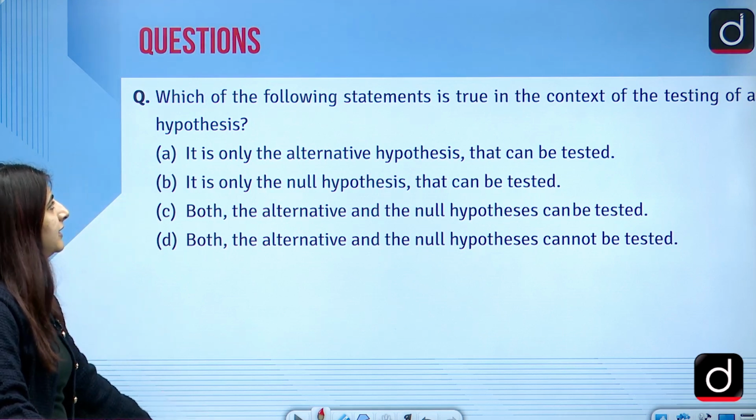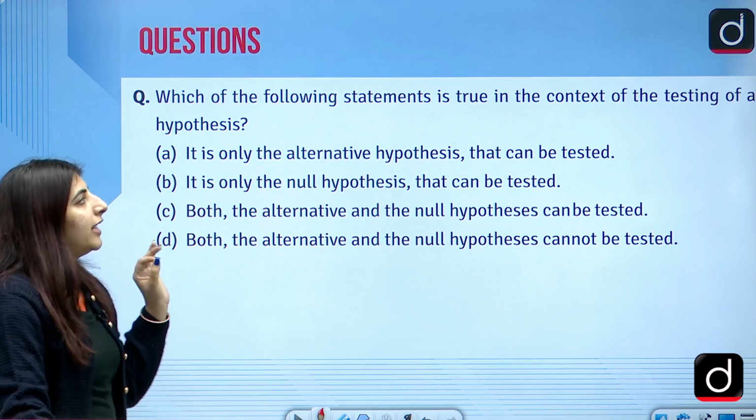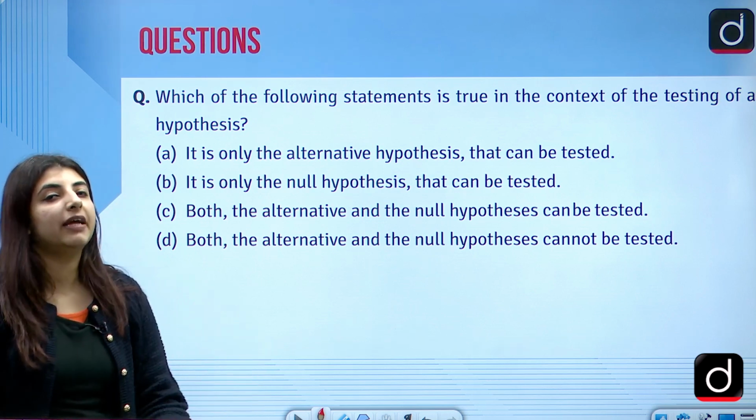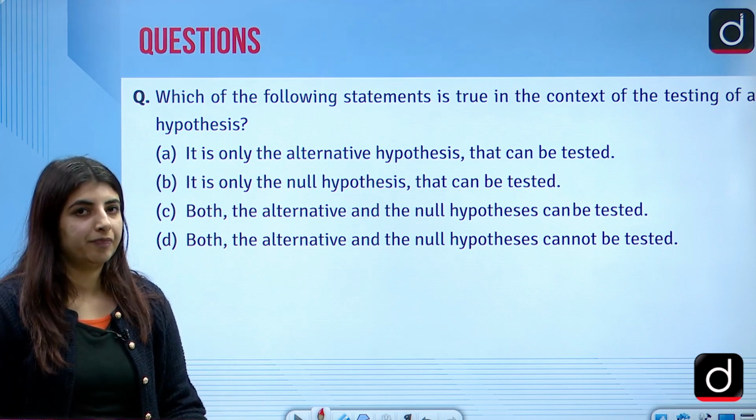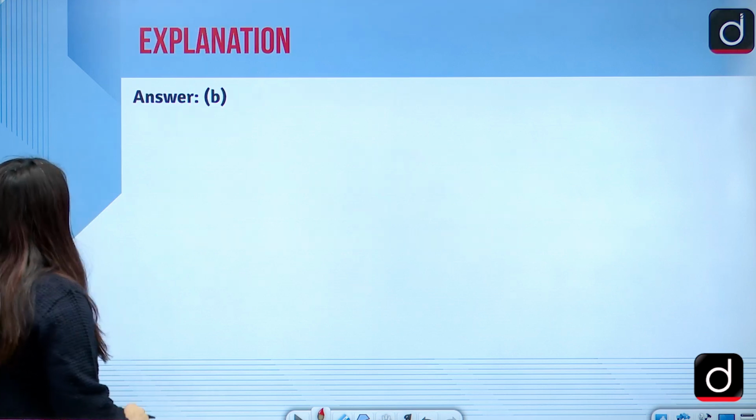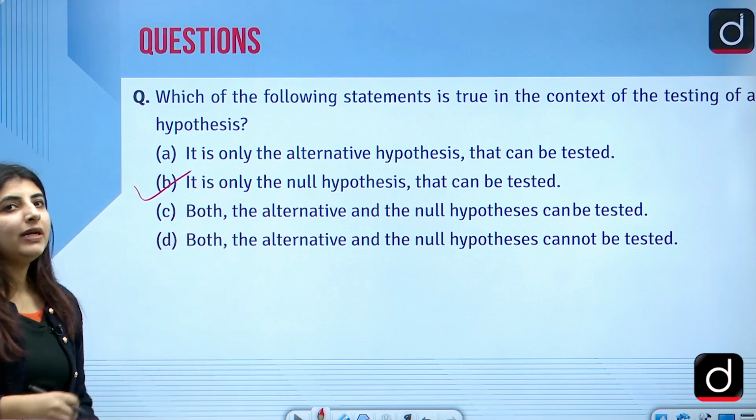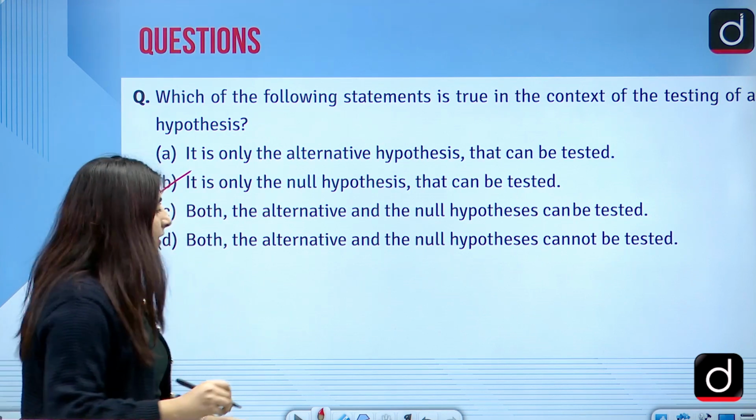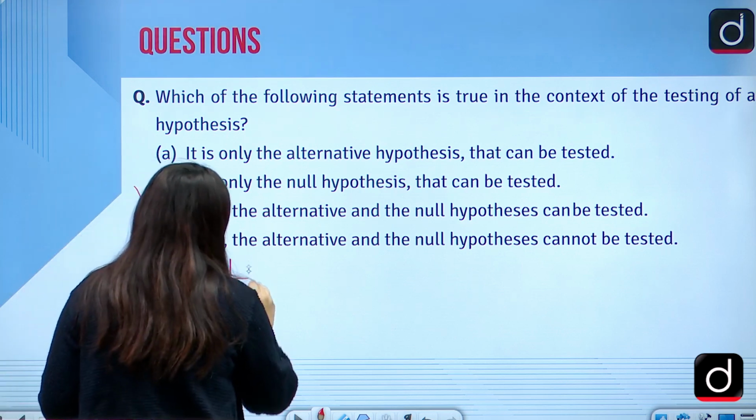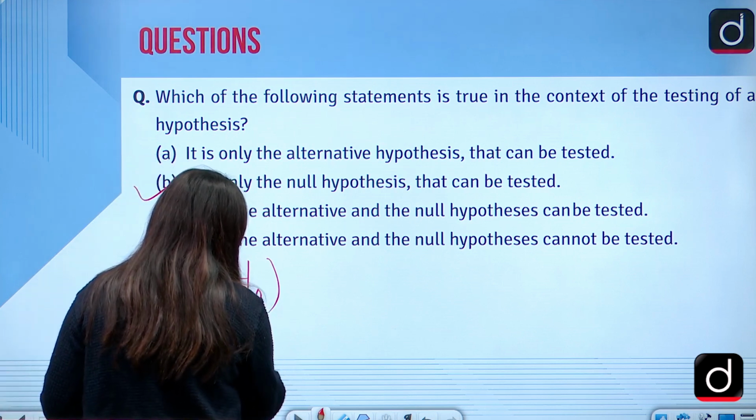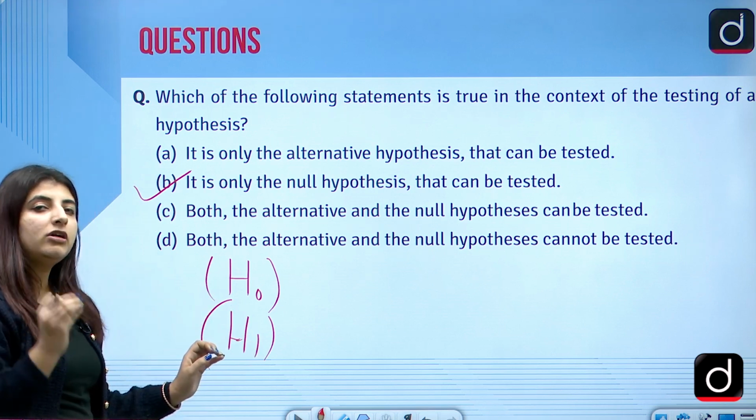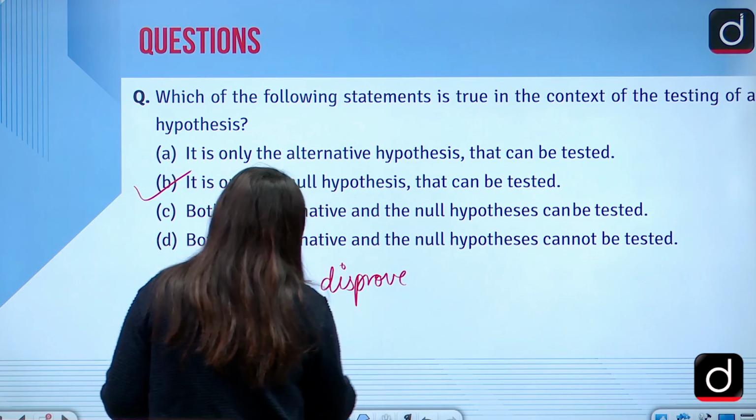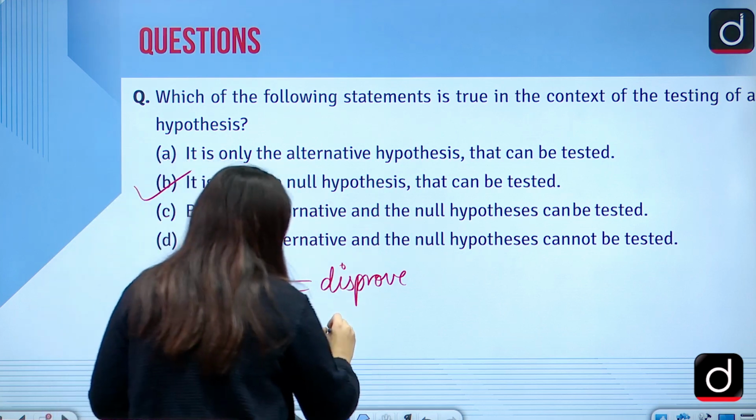The next question that we have here is, which of the following statements is true in the context of testing of a hypothesis? Pause your screens. This is a question which I haven't even explained till yet. So what do you think would be the answer here? The answer here is option B. It is only the null hypothesis that can be tested. Whenever a researcher wants to conduct research, he will provide us with two hypotheses. As I told you, one will be null, the other will be the alternative hypothesis. One that he wants to disprove, and the other which he will accept, which he believes in.